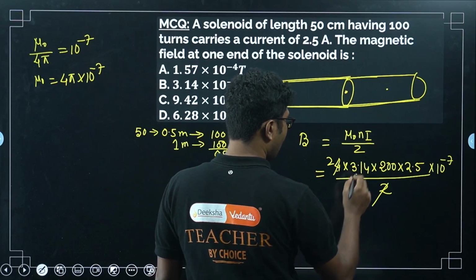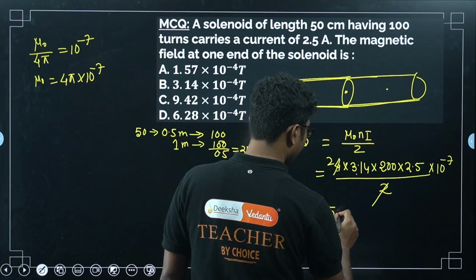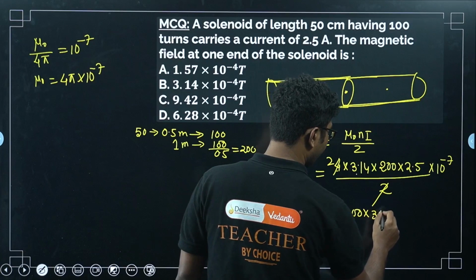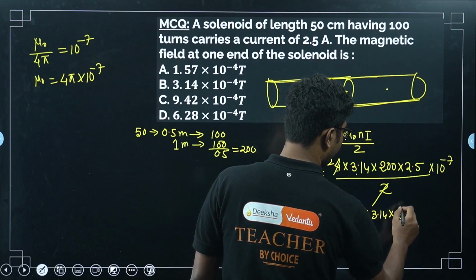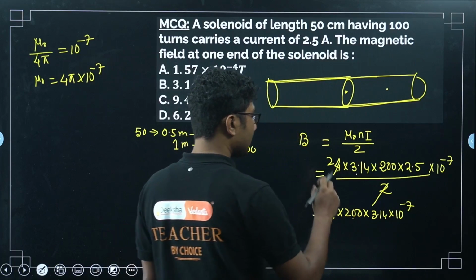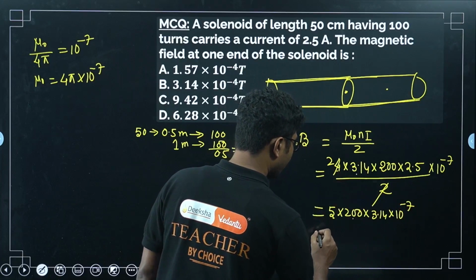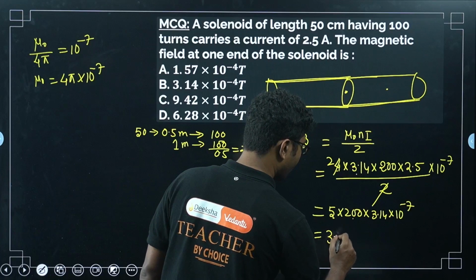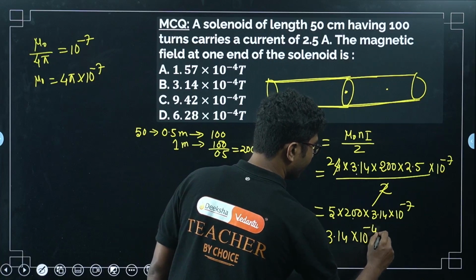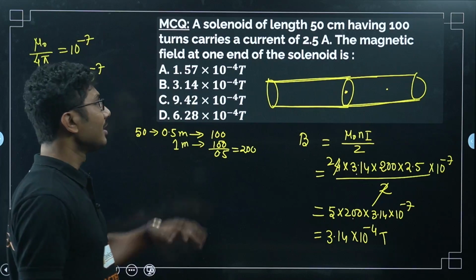Right? Now, 2 into 2.5 is 5. 5 times 200 times 3.14 times 10 to the power of minus 7. Now, 5 times 200 is 1000. 1000 means 10 to the power of 3. So, 10 to the power of 3 and 10 to the power of minus 7, so it will be 3.14 times 10 to the power of minus 4. Now, everything is in SI, so the magnetic field unit is Tesla.